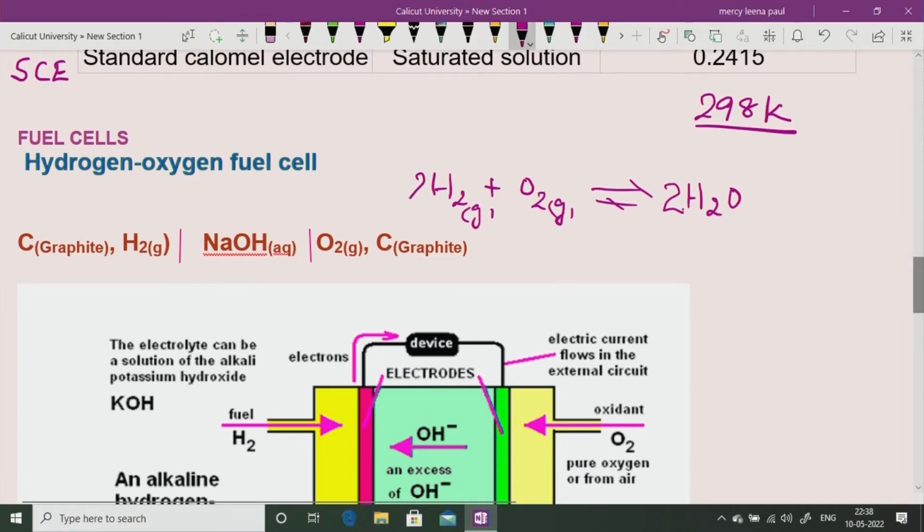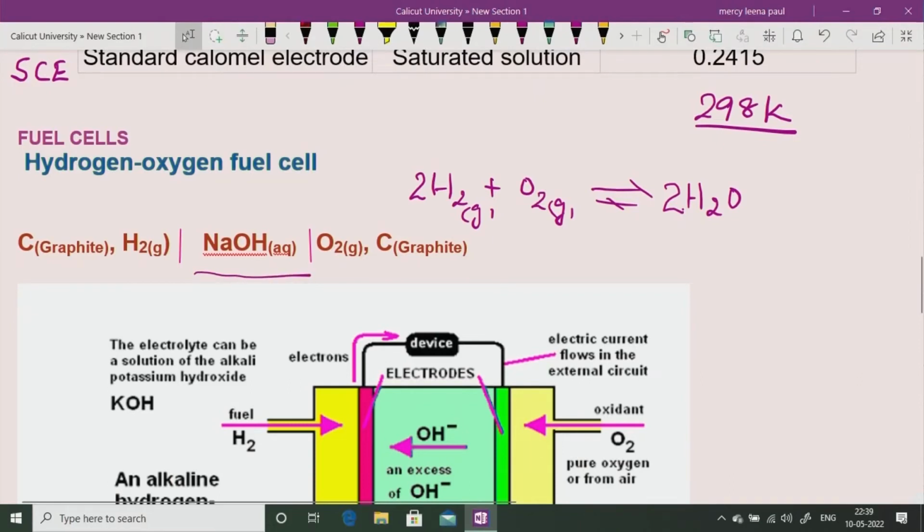And that is 2H2. Okay. So, it is eco-friendly also, but there is one more difficulty, that is storage of hydrogen is a bit dangerous, especially in a climate like our country, where the temperature goes up and hydrogen is easily inflammable. Now, let us see how to represent this hydrogen oxygen fuel cell.